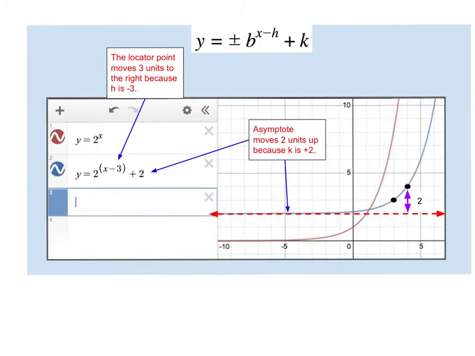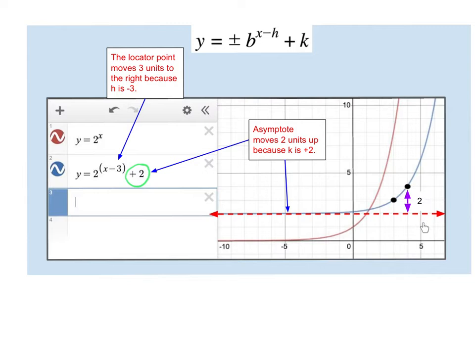Okay, now let's see what happens if we change that h and k. I left the original graph on there just so you can see how everything moves from where we originally were. Like I said before, you're probably going to want to start off by putting in the asymptote. Because my k value is a positive 2, I move my asymptote up 2 units. So instead of being at y equals 0, it's at y equals 2.